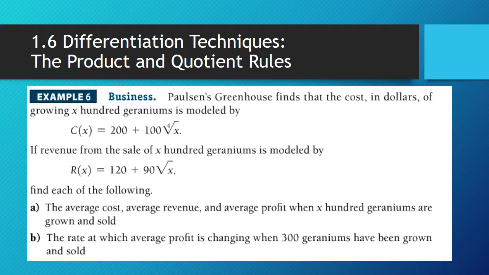and sold. Now, let me remind you that we determine profit by taking revenue, R of x, and subtracting our cost, C of x. Let me also remind you that the rate of change for a number is found by taking the derivative. Pause the recording, give this a try, and resume to check your answer.